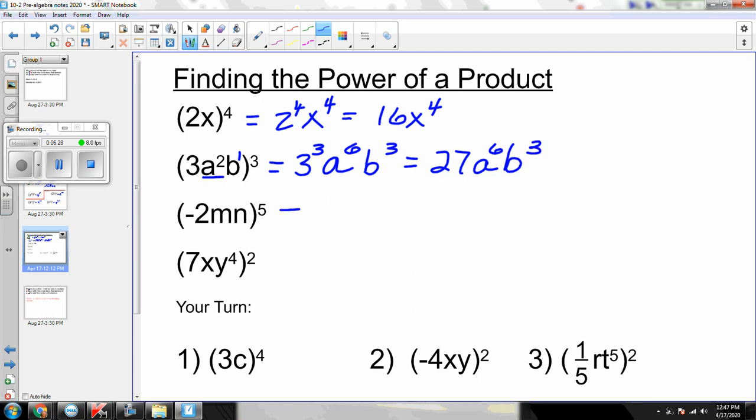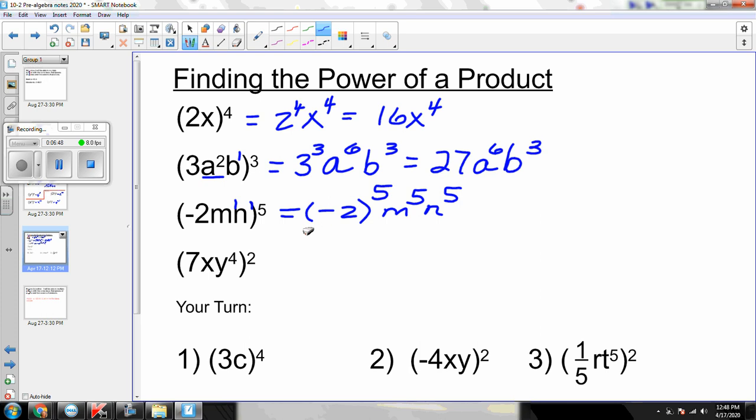Okay, on the next problem, I'm noticing negative 2 is in parentheses. So I've got to take the number negative 2 to the 5th. This is like an m to the 1st. So I could just multiply 1 times 5 to get 5. This is an n to the 1st. I could take 1 times 5 to get 5.